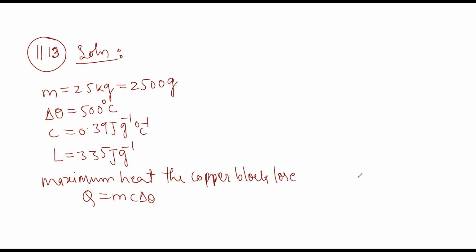So delta T is nothing but the rise in temperature of the copper block. Substitute all the values: mass is 2500, specific heat is 0.39, into delta T value of 500 degrees Celsius. After substituting all those, we got 4,87,500 joules. So that is the maximum heat the copper block can lose. So next, what do we do?